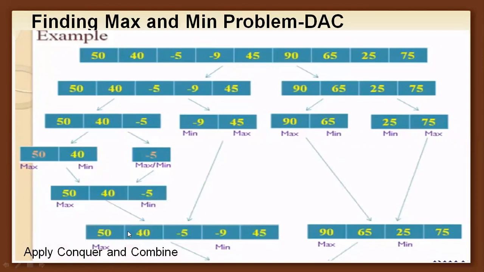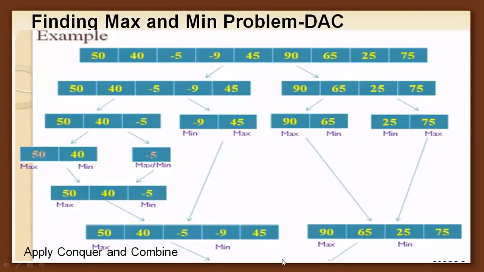And we need to mention the maximum element in the array is 50, and the minimum element in the generated combined array is minus 9. And we need to combine these two sub-arrays. When we apply the conquer and combine technique to those two sub-arrays, these two subarrays are combined into one single array, and here the maximum element is 90 and the minimum element is 25.